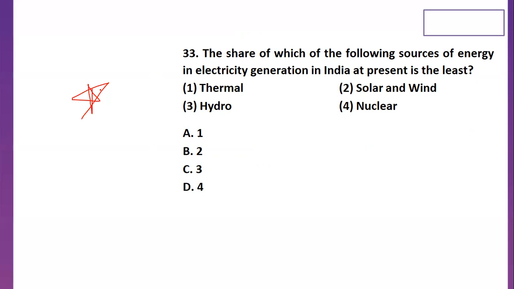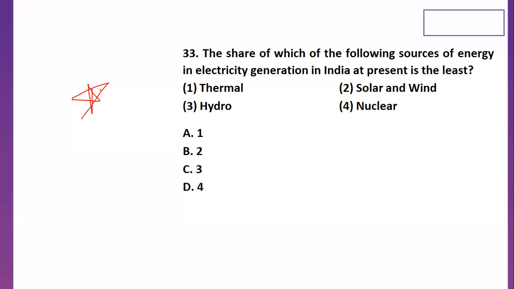These are all the previous year repeated questions, and you should be very well versed with these questions. So the share of which of the following sources of energy in electricity generation in India is least? They are asking us again here, so read it very carefully. During the exam pressure, least, high. Many times you get a little bit nervous, and you just overlap or overread the words. So they are asking us the source of energy in electricity generation in India which is least.